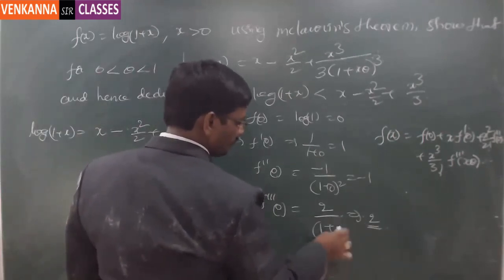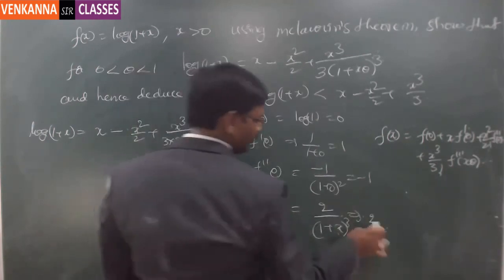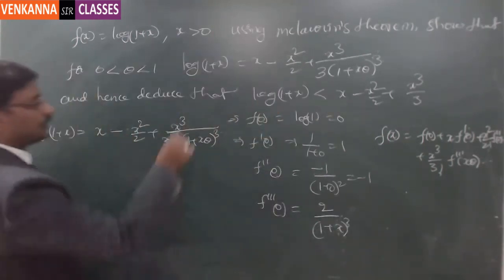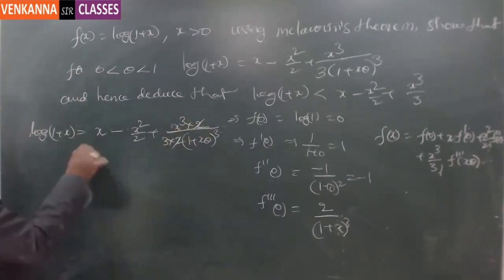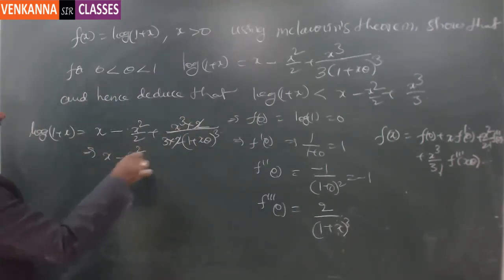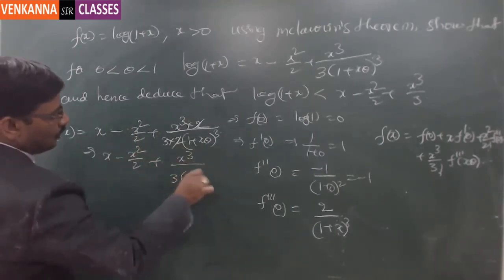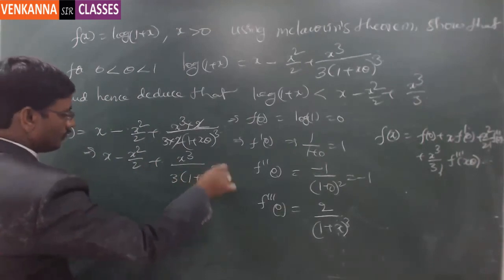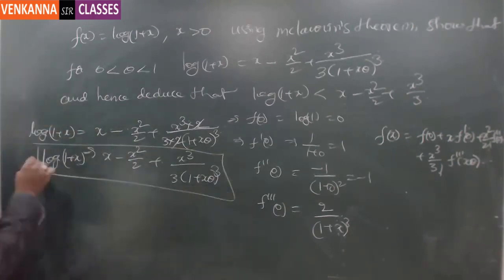So you don't need to substitute this. This you can keep it whole cube. Yeah. So this is as it is, you can keep it. So into 2 will be there. So this 2 will cancel. In the remainder format, x minus x square by 2 plus x cube by 3 into 1 plus x theta whole cube. So this is log 1 plus x format using the Maclaurin's expansion in the remainder format.